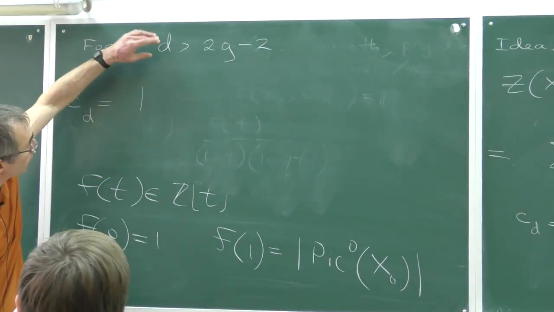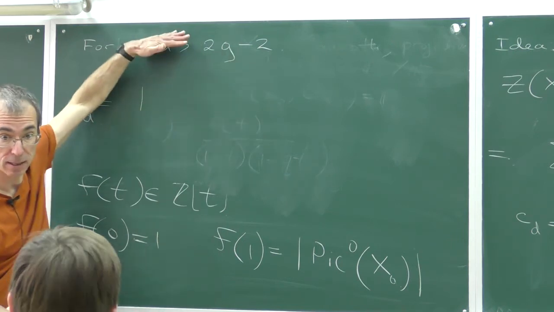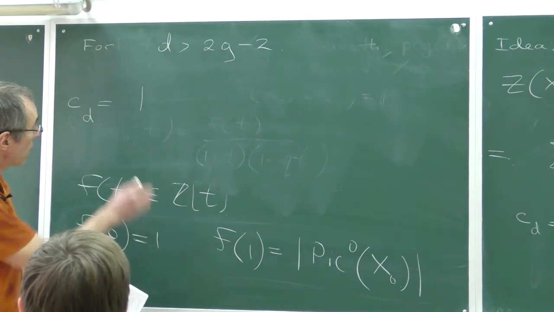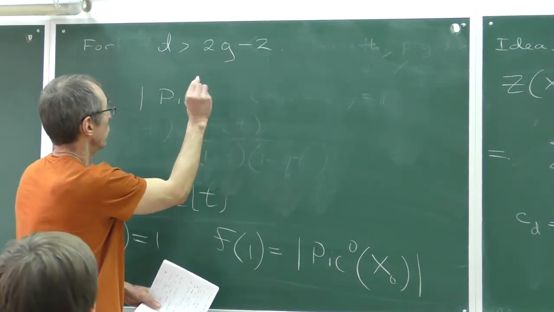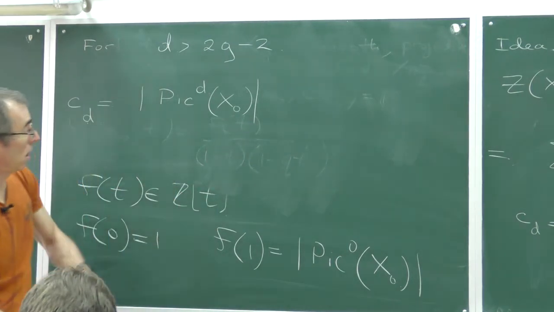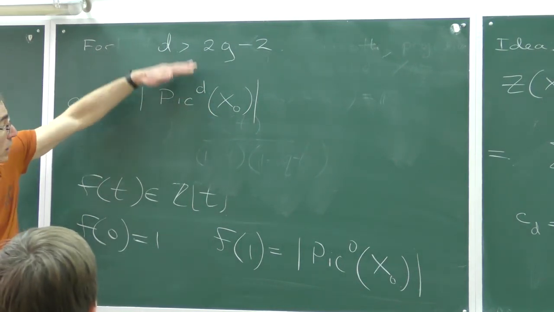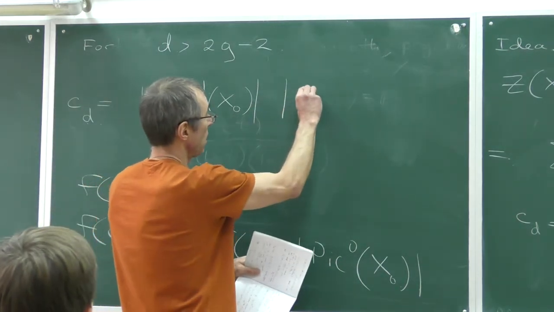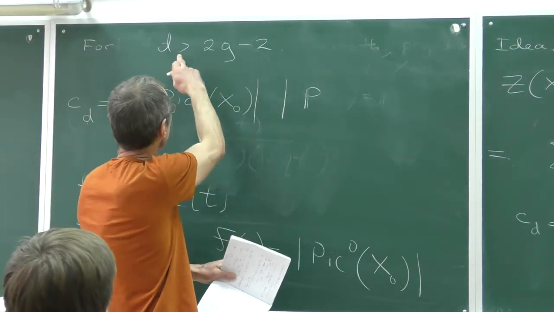So the key point was that when the degree is sufficiently large, the space of global sections of a line bundle of this degree depends only on d itself. It does not depend on anything else. And therefore, the formula for c_d is the following. It's the order of the Picard set of line bundles of degree d on X0, times the number of global sections of any line bundle of this degree, up to scalar multiple. So this is just the number of points in a projective space, and by Riemann-Roch, we can even compute this dimension.